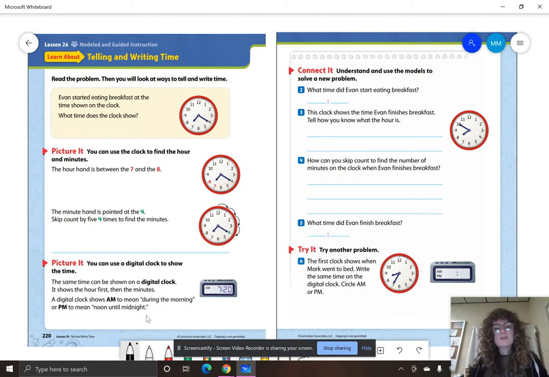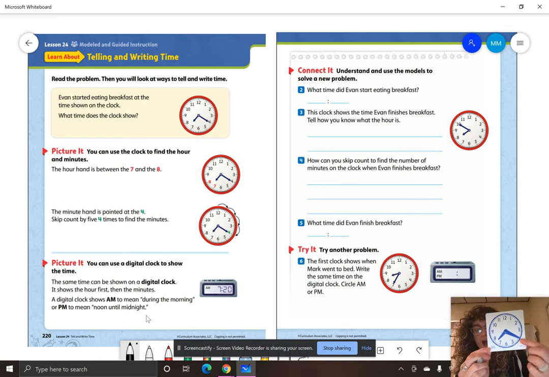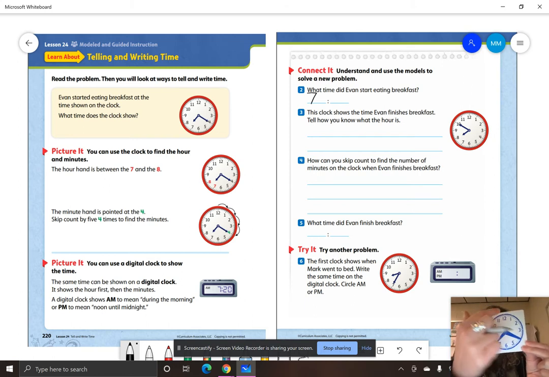All right, let's look at number 2. It says, what time did Evan start eating breakfast? So looking at our clock, what hour are we in? Remember, if it's between, we go back to that smaller number. So it is 7. And our minute hand is at the 4. We skip counted by 5s. 5, 10, 15, 20. Evan started eating breakfast at 7:20. So that is the time he started eating breakfast.